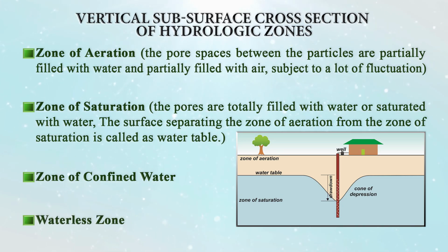Now there is the fourth hydrological zone, which is called the waterless zone, and as the name suggests, there is no water in this zone because due to the pressure of overlying rocks, the density of the rocks at this place becomes very high, and so there is very little or no space between the soil particles. So this is impermeable and there is no water in this zone.